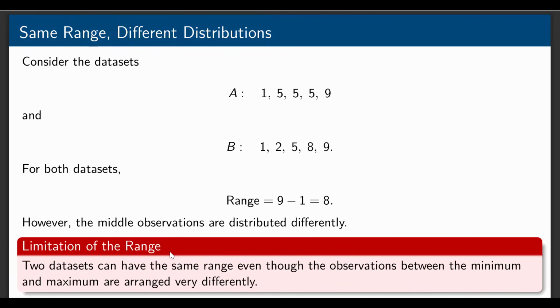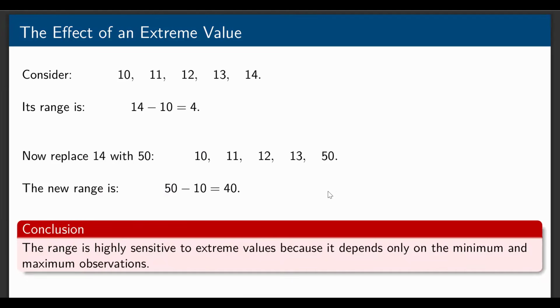This gives us insight into one limitation of the range. Two data sets can have the same range, even though the observations between the minimum and the maximum are arranged very differently. So the fact that two data sets have the same range does not mean that they have the same observations.